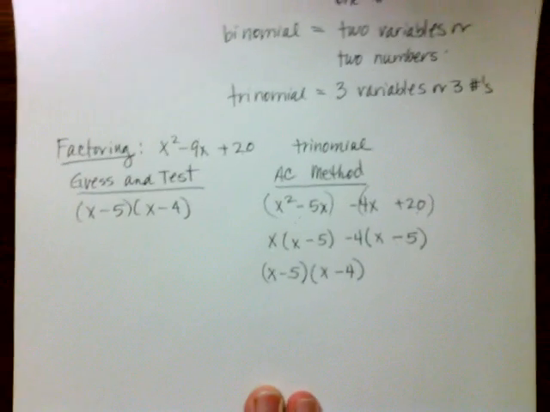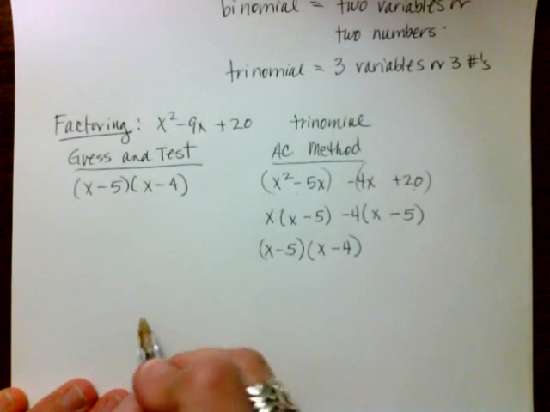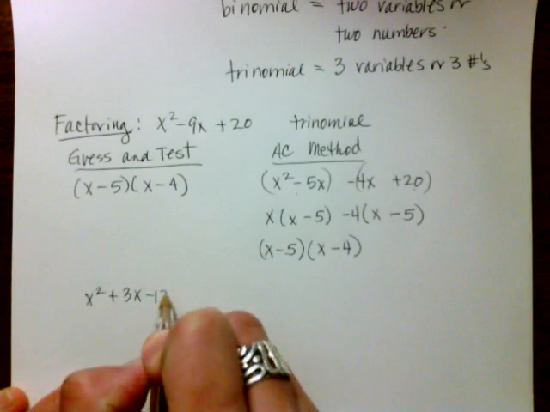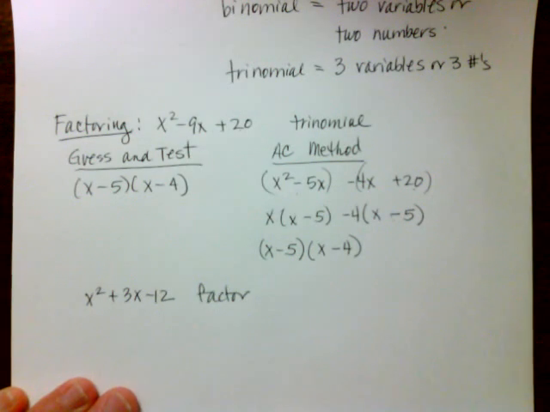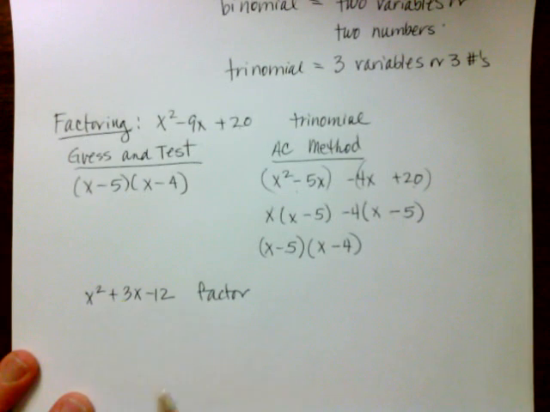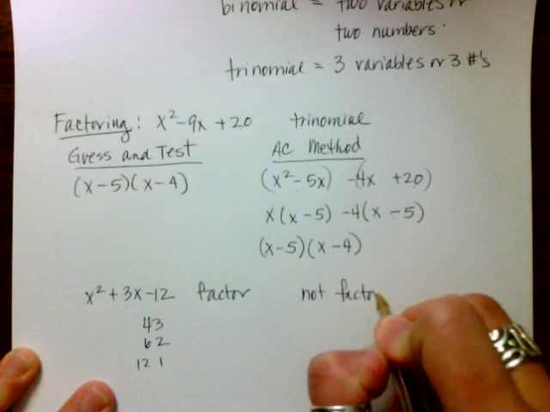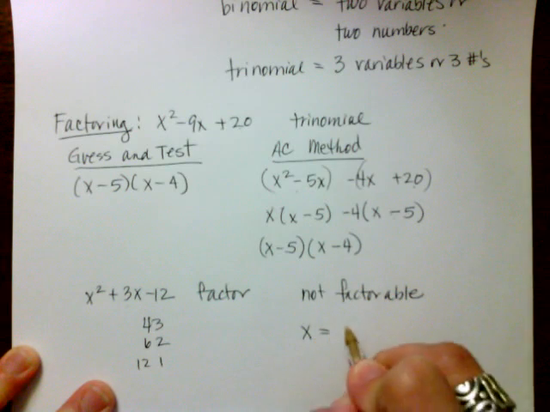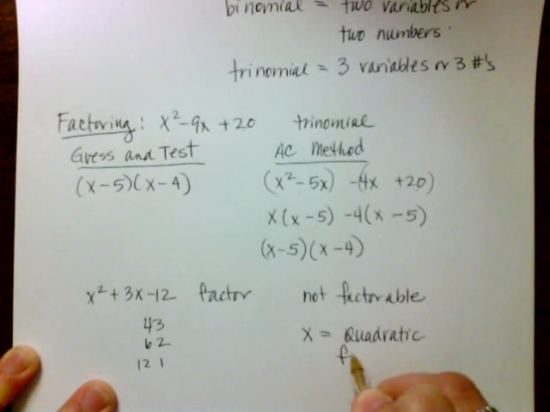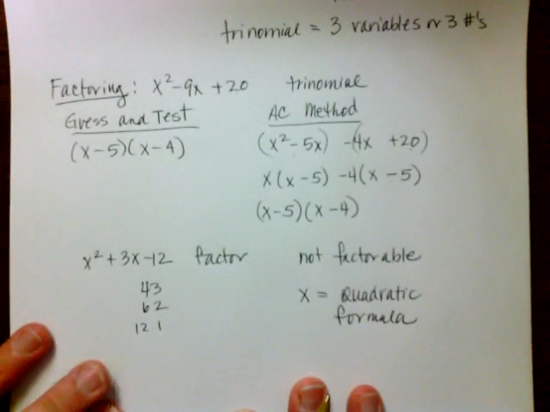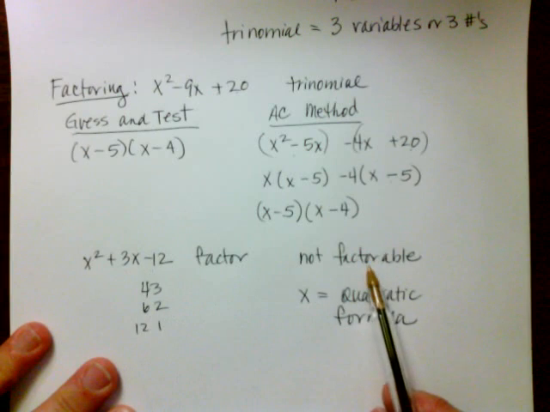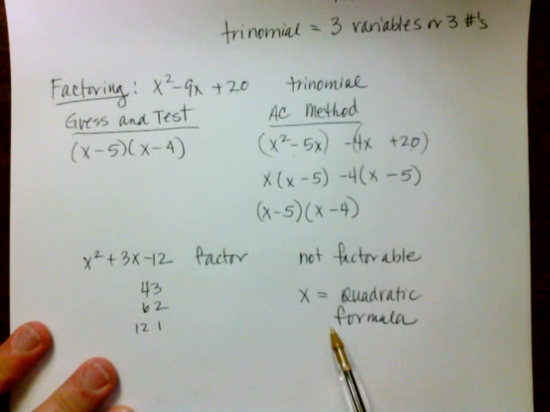Let's do another example, same idea. Let's factor x squared plus 3x minus 12. Again, I'm going to do guess and test, so I want to find the factors that give me the middle term. My combinations for 12 are 4 and 3, 6 and 2, 12 and 1. Do any of these add or subtract to give you 3? The answer is no. So this one is not factorable. We can actually solve for x later with the quadratic formula, but we're not going to do that today. So I would write that it's not factorable, and we will be able to solve it later by doing the quadratic formula.